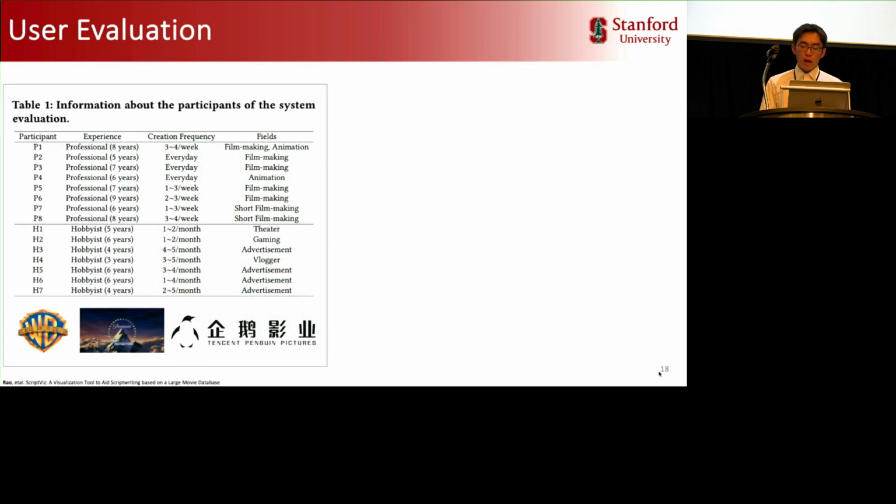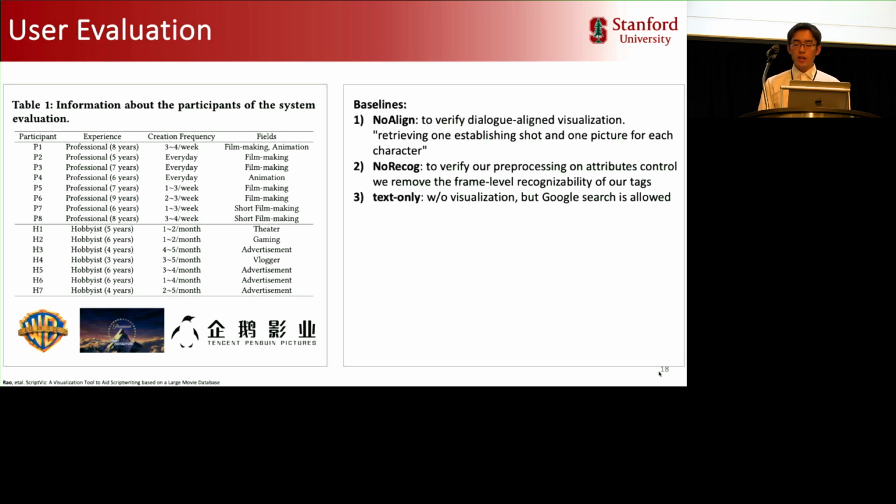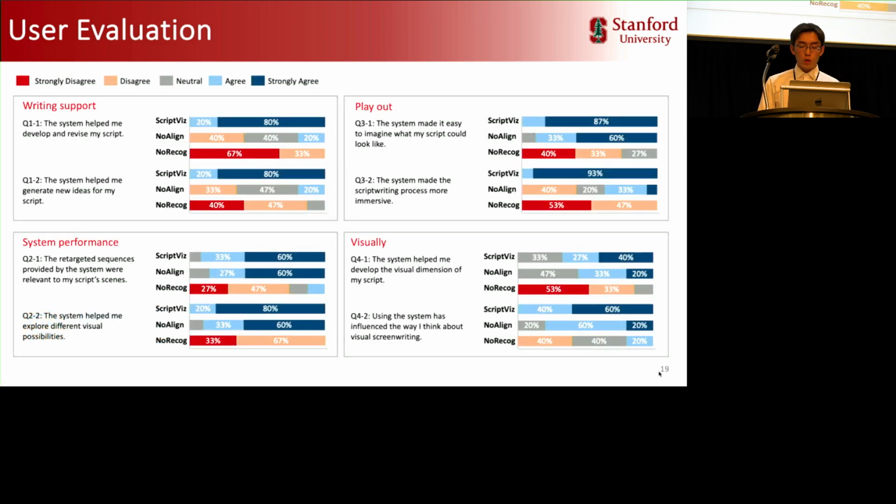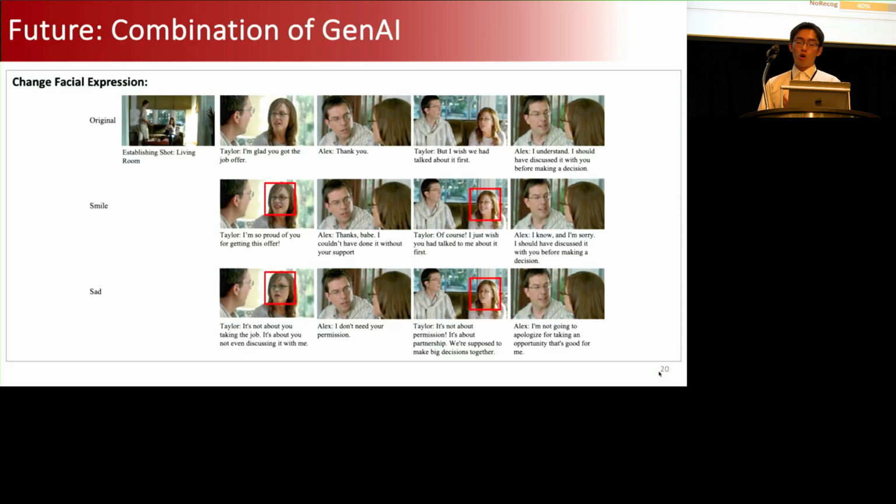So the tool is verified by scriptwriters in Hollywood and China. It helps them reach their goals faster via iterative improvements. Here are the questionnaire results, which also show that ScriptViz is better in terms of writing support, system performance, script layout, and visual dimension expansion over the baselines. In the future, we also hope to expand the tool's generative capabilities to offer more visualization explorations for scriptwriters, such as changing the facial expression or changing the scene setup.